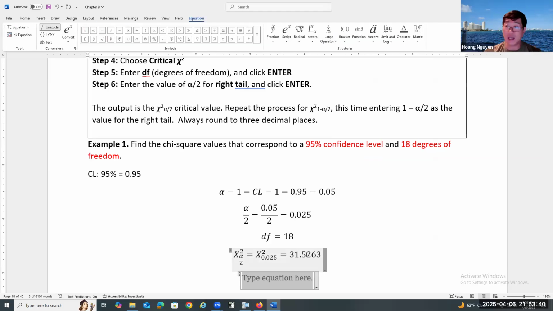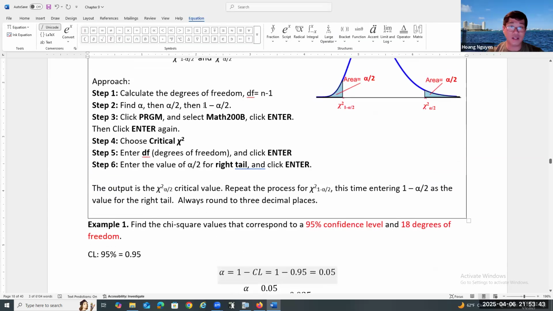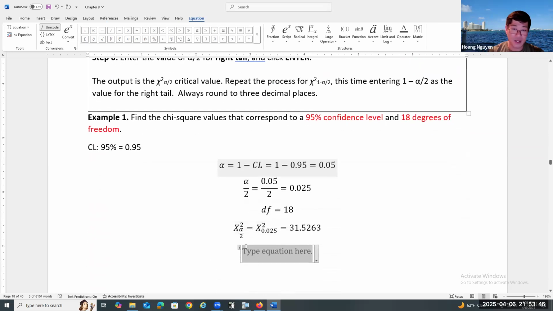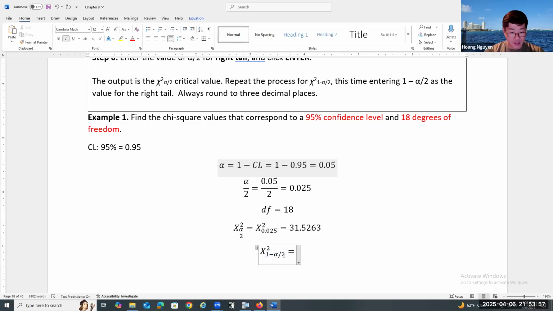Now we need to find the second critical value, which is the chi-square of 1 minus alpha over 2. The notation is the same, but instead of alpha over 2, we're going to use 1 minus alpha over 2. We know alpha over 2 already, so we do 1 minus that: 1 minus 0.025, which is 0.975. And we use the same degrees of freedom, which is 18.